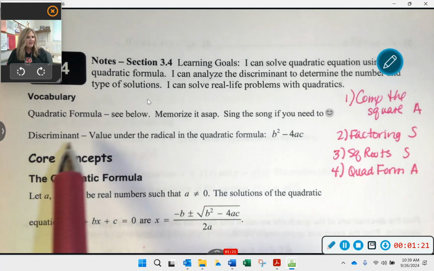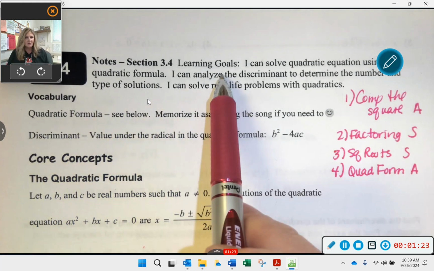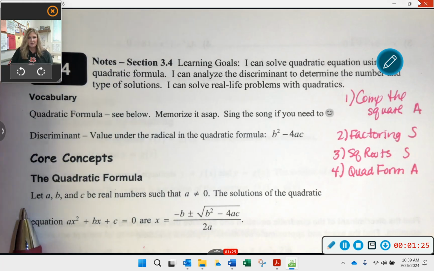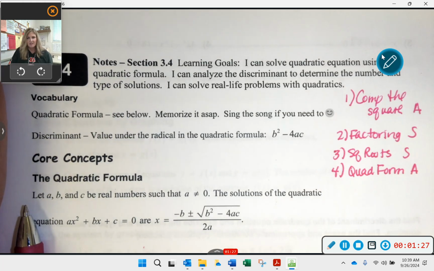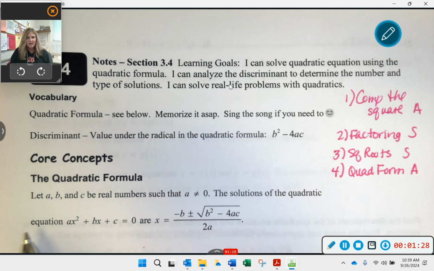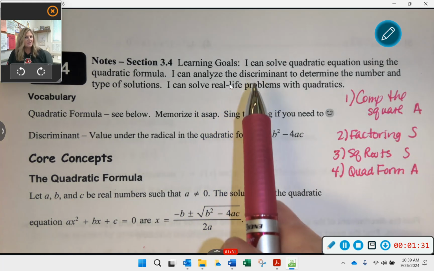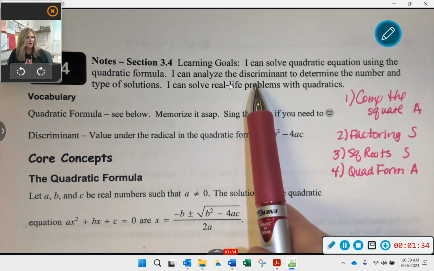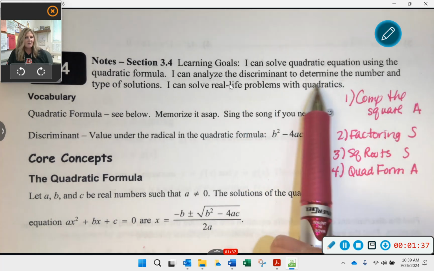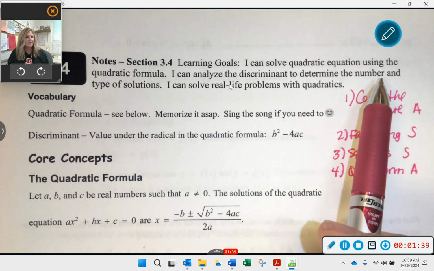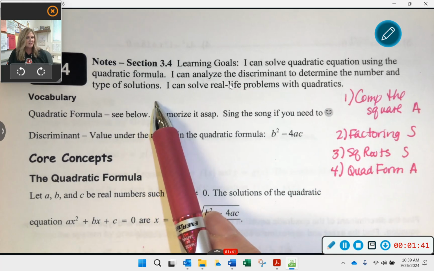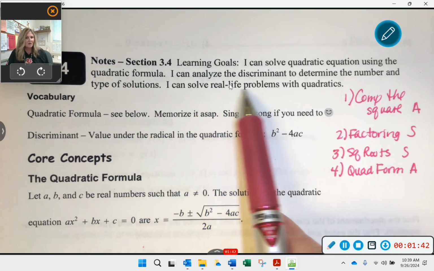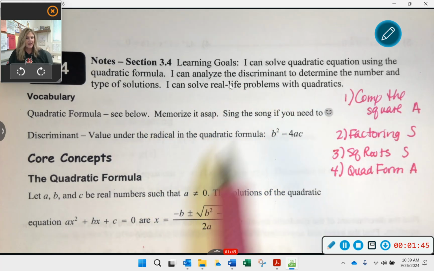equation. So our learning goal for today is we want to be able to solve equations using this quadratic formula. And we want to look at something called the discriminant. That's going to be a new vocabulary word for you, discriminant. And we're going to use that to determine the number and types of solutions. We also want to be able to solve some real life problems with quadratics.